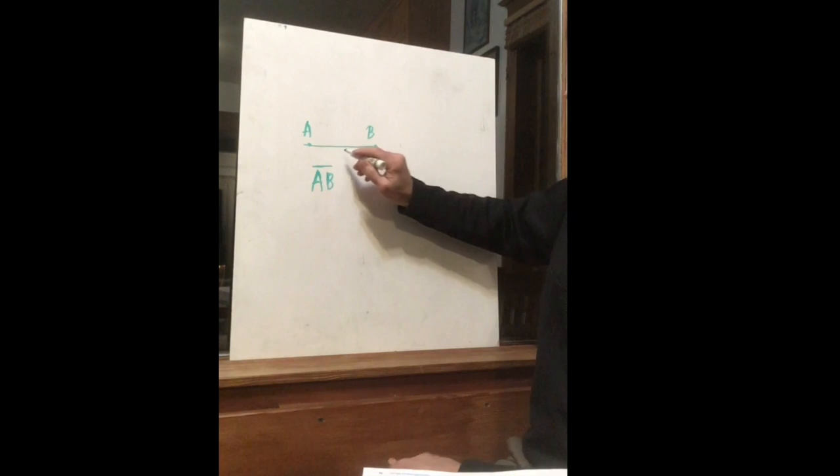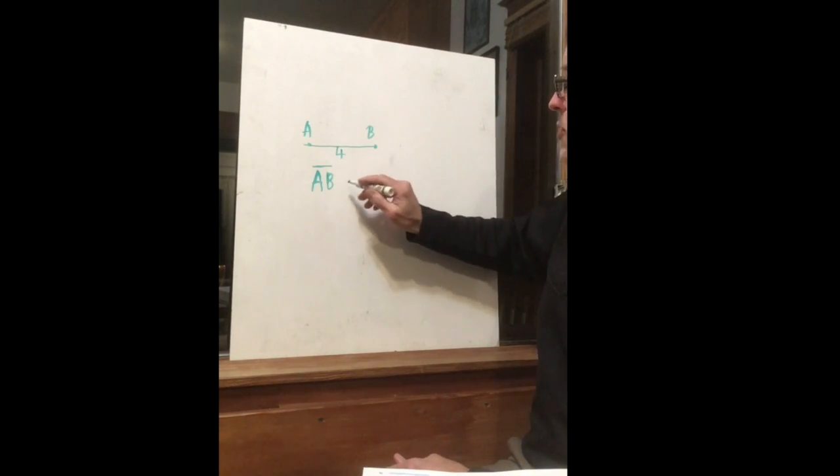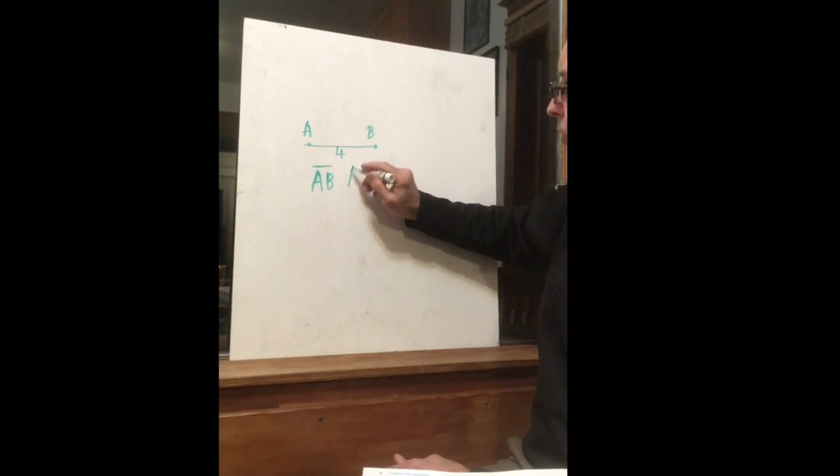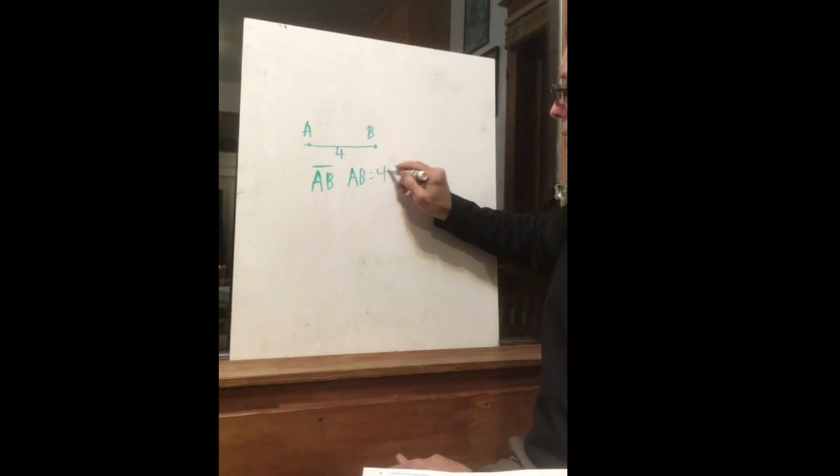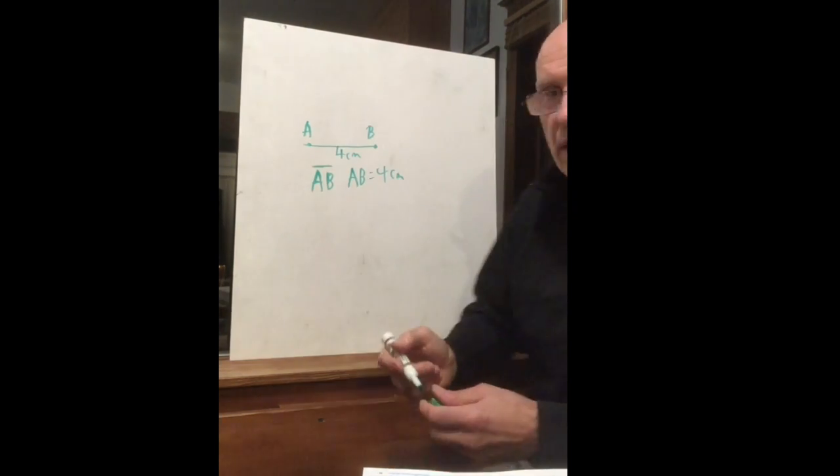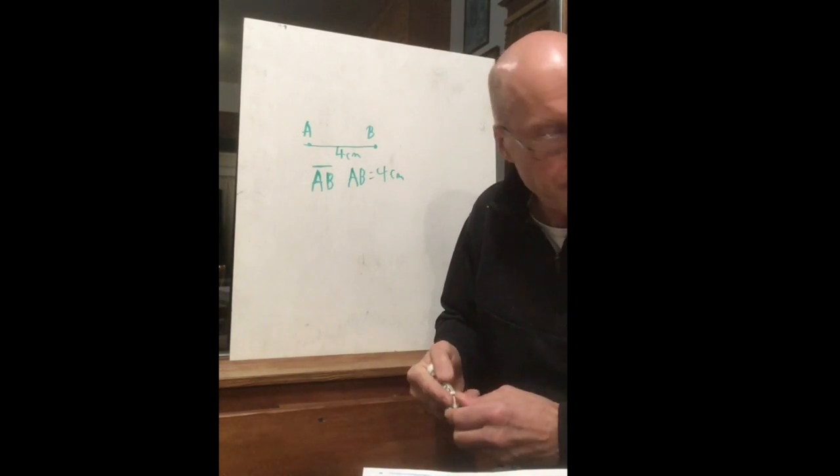If this was 4, then you could say, if you write it like this, it means the distance between A and B equals 4. I guess this would be, we need a unit. Okay, does that make sense?